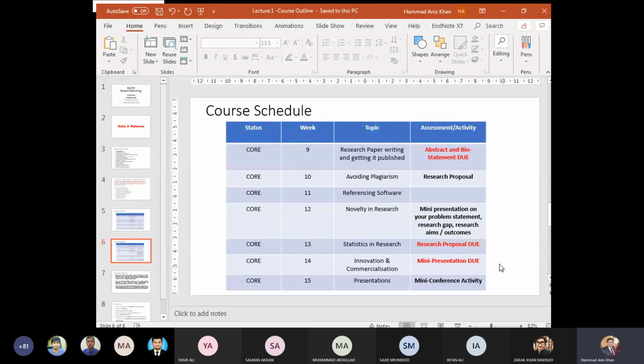Then we will have a discussion on research paper writing, and then avoiding plagiarism and referencing software. We will also cover that. Then novelty, statistics, and innovation, and then at the end you will have your presentation.